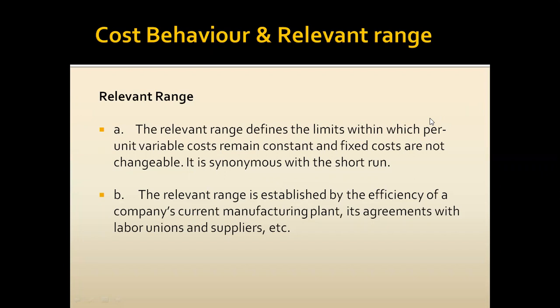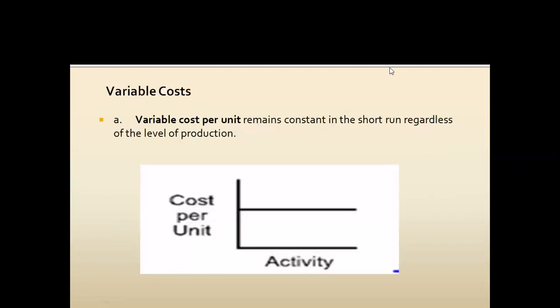So let's start from variable cost. Students, when we say cost behavior, we are actually discussing how costs behave at different levels of production. So the first cost we are discussing is variable cost. Variable costs remain constant on a per unit basis while changing in total, regardless of the level of production. The best example for variable cost is direct material cost.